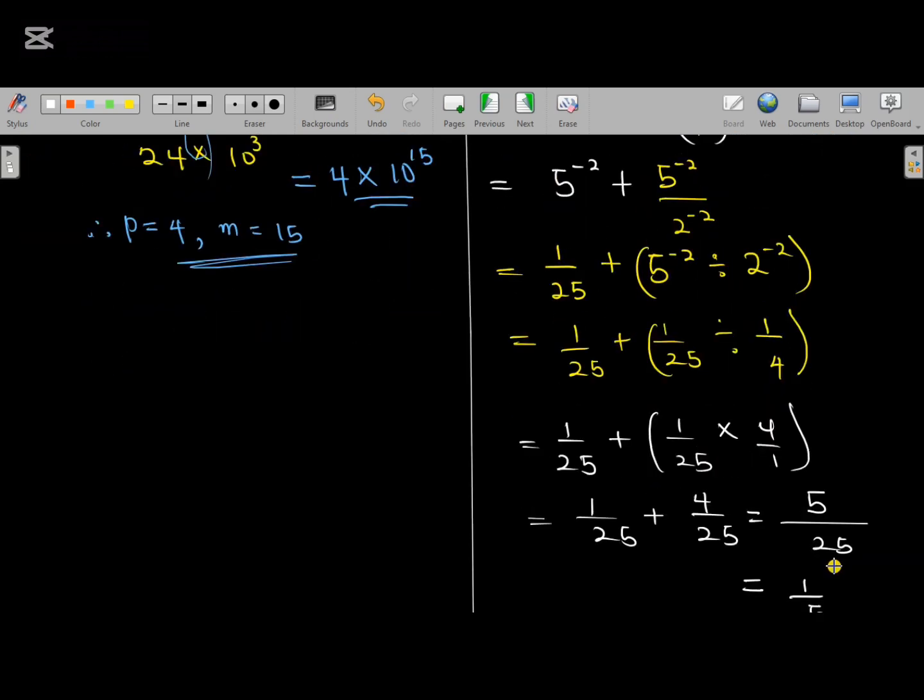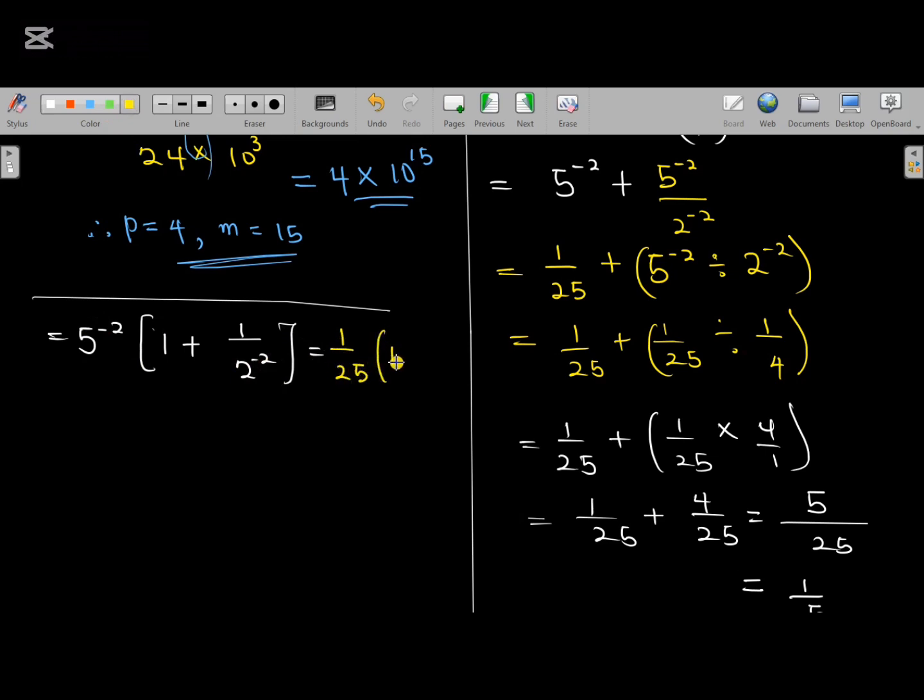All right, so if you had chosen to factorize 5 raised to power minus 2 here, let's see which one would have been faster for us. So assuming we did that, we would have gotten 5 raised to power minus 2 into the bracket of, this will be 1, then plus here you will have 1 over 2 raised to power minus 2. I think this is going to be faster, because here if you change this now to fraction, you will have 1 all over 5 raised to power 2, which is 25, into the bracket of 1 plus.